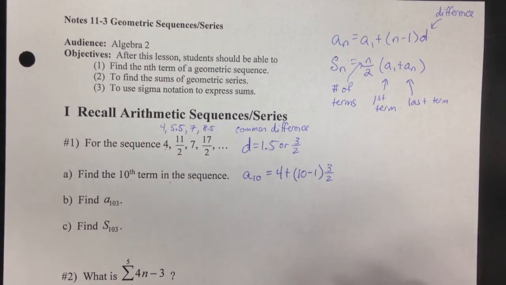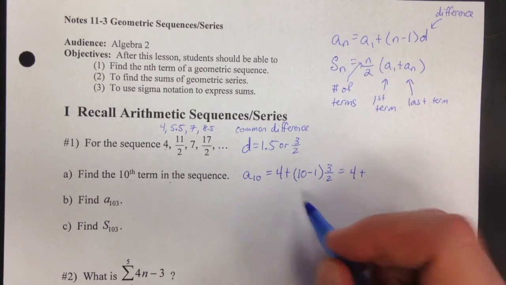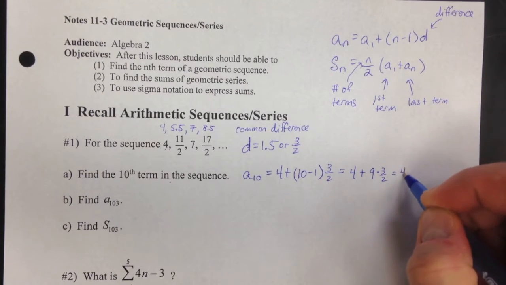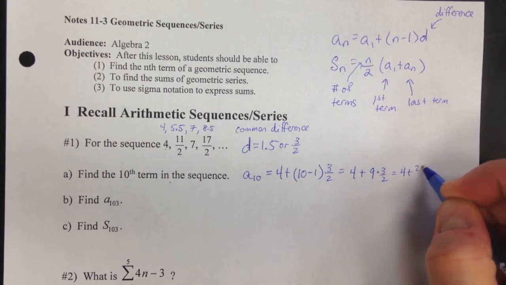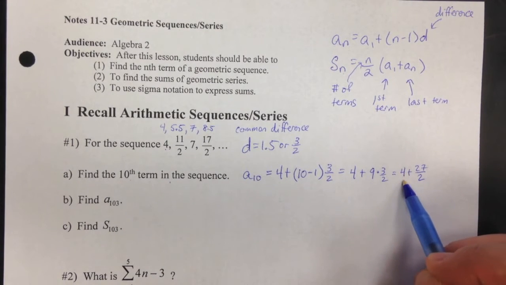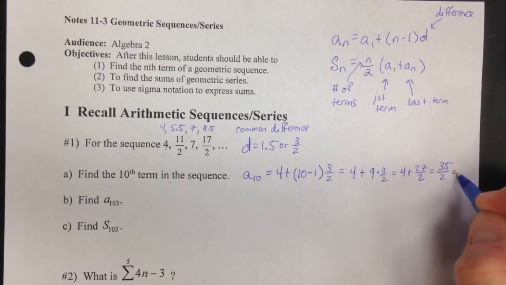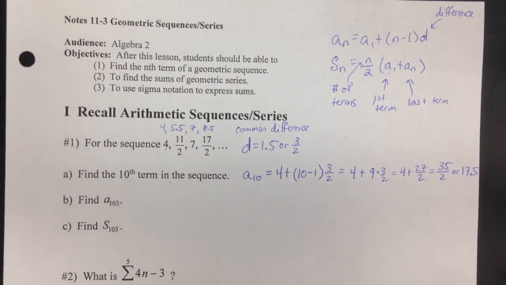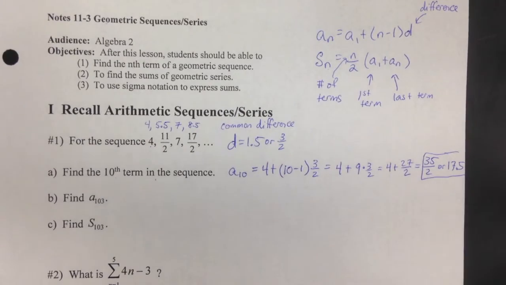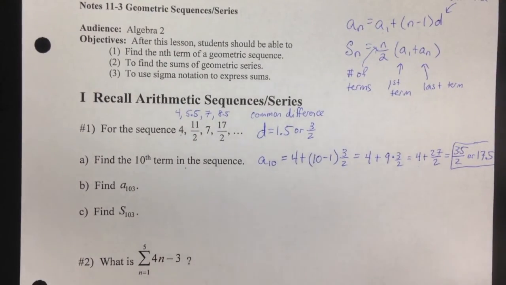And then we work this out. This would be 4 plus 10 minus 1 is 9, so 9 times 3 halves, which is 4 plus 27 over 2, and if you get a common denominator, that's 8 over 2 plus 27 over 2 equals 35 over 2, or 17.5. You can certainly type this into a calculator and get the same value. I'm going to go through the computation a little bit quickly, but you can use the calculator.